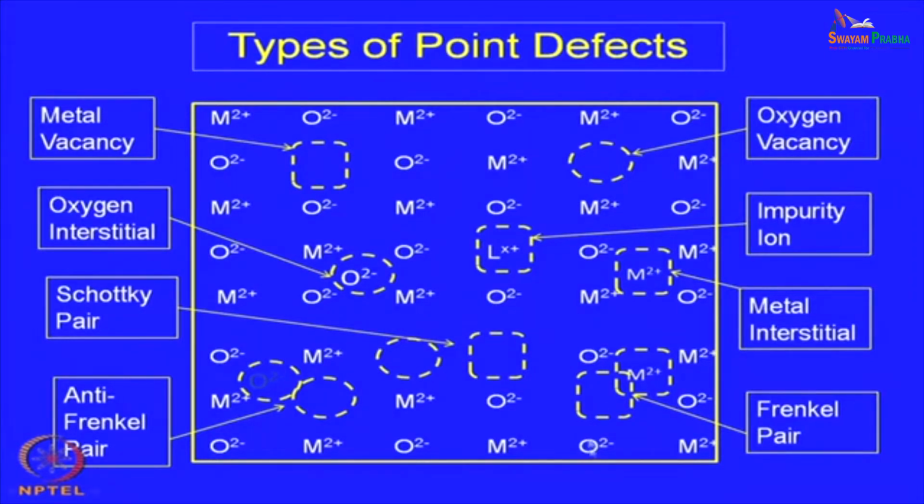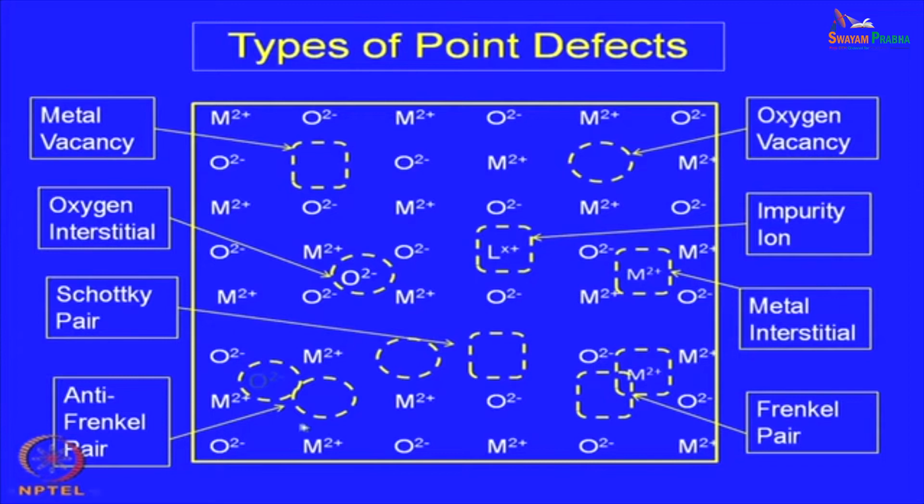So, that is called Frenkel pair, and the last one is called the anti-Frenkel pair. Frenkel pair involves the metal ions, metal vacancy and metal interstitial, whereas anti-Frenkel pair means oxygen interstitial and oxygen vacancy. Of course, this is not that common, but even then it is possible, and there are situations when anti-Frenkel pair is also available in the solids.